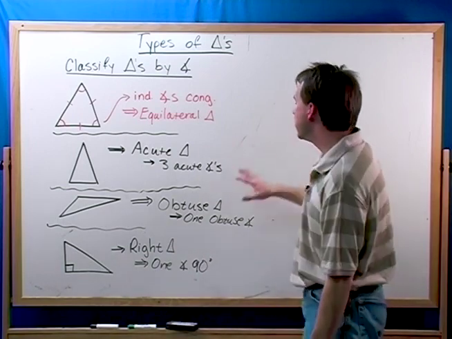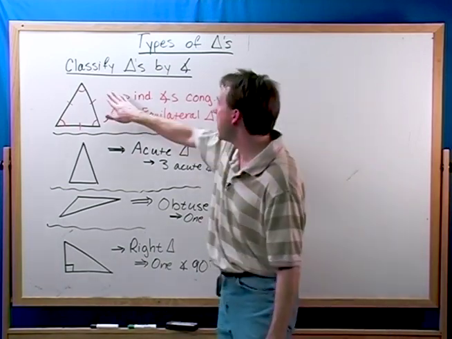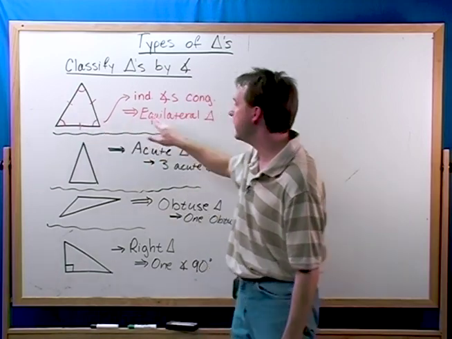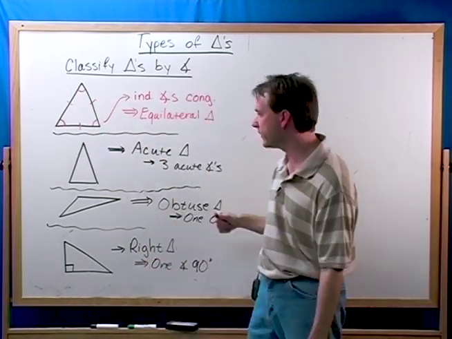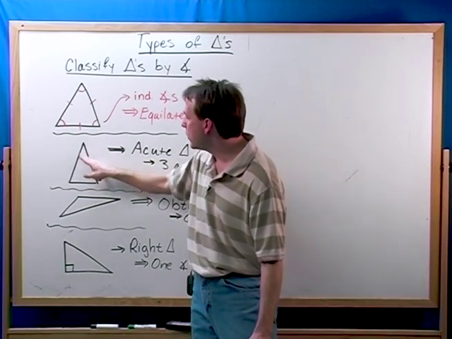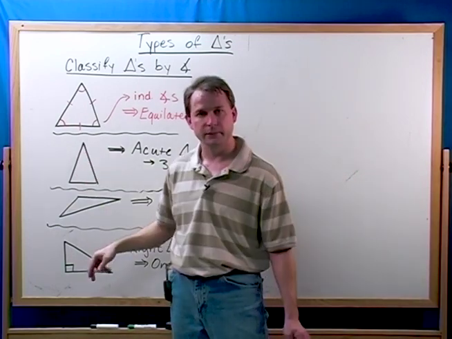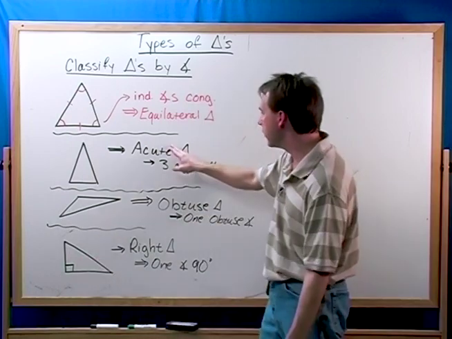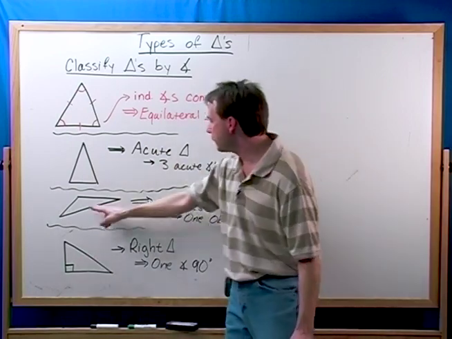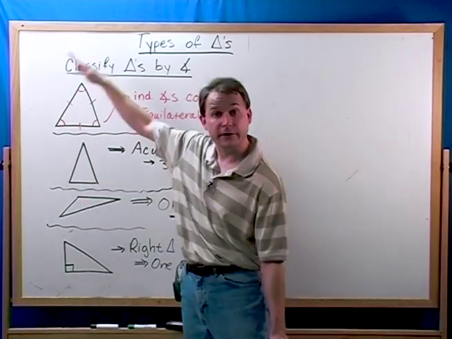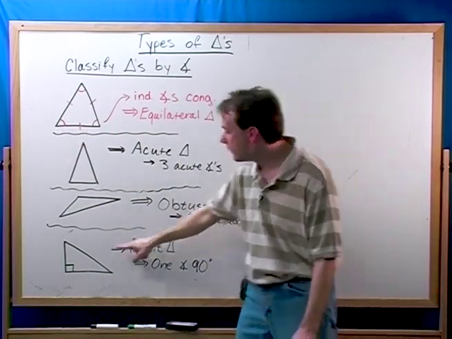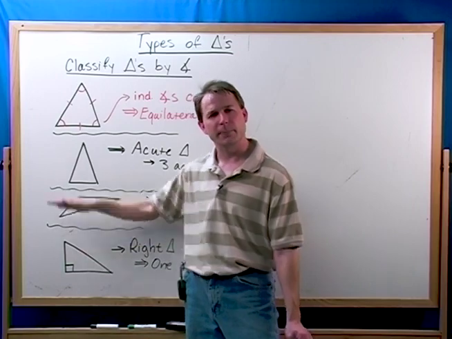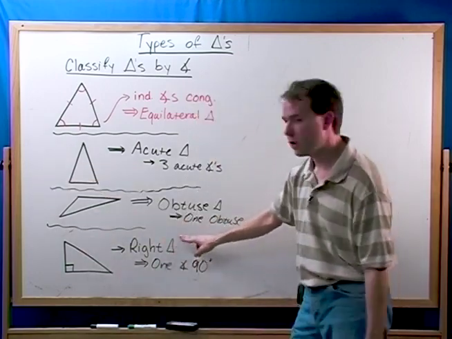So really quickly, and we'll do some examples here, if you have a triangle with three equal angles, it's equilateral. And that's going to imply the three sides are equal as well, which is what we talked about before. If you have a triangle with all three angles that are acute, which is less than 90 degrees, you call it an acute triangle. If you have a triangle with one big angle, greater than 90 degrees, one obtuse angle, you call it an obtuse triangle. And if you have a triangle with one 90-degree perfect right angle, you call it a right triangle.